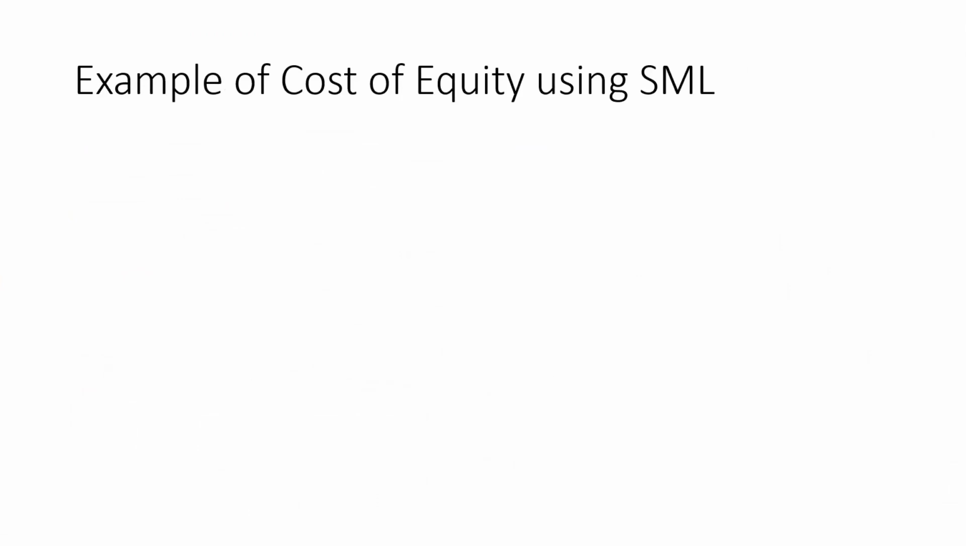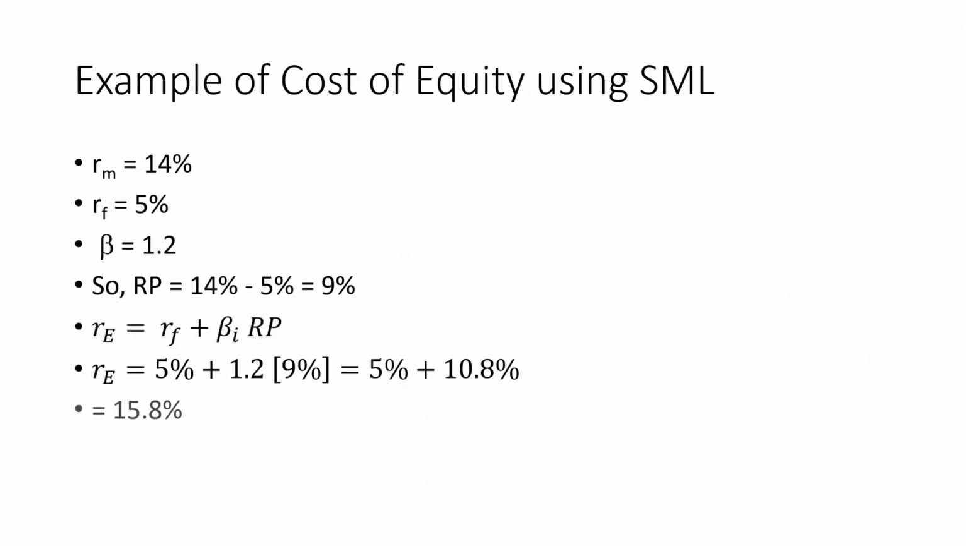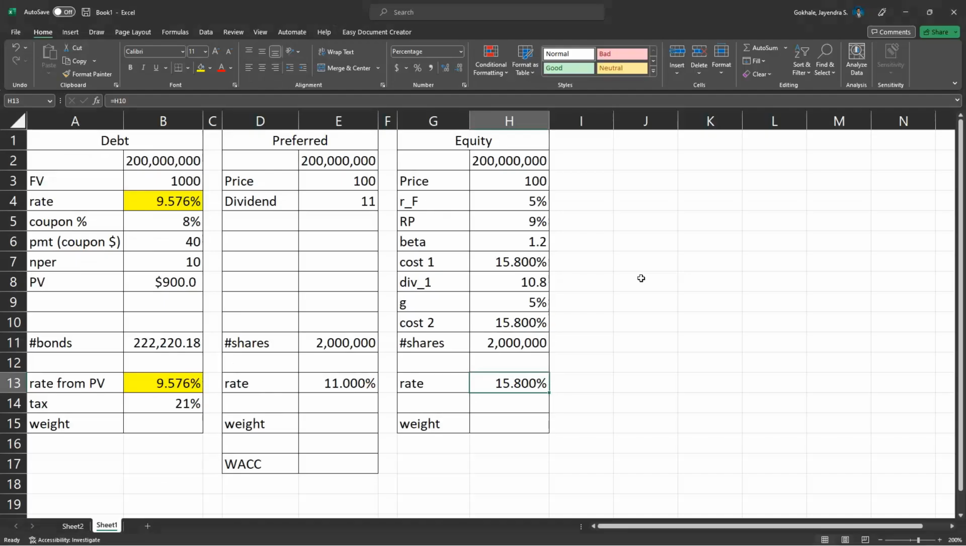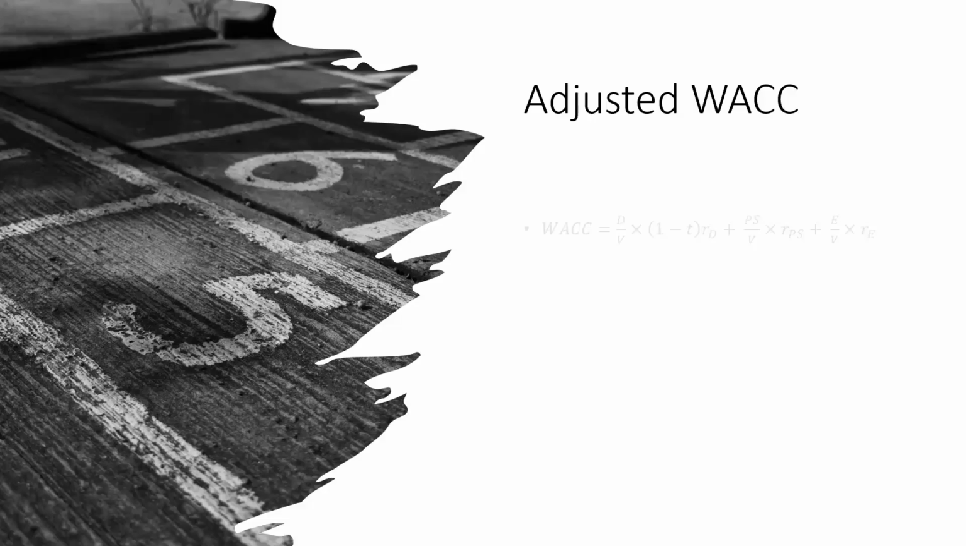Okay, so now we have done all of this to find out the 15.8% in Excel. Now how do we combine everything? Let's combine it here. Let's just lay out the theory.